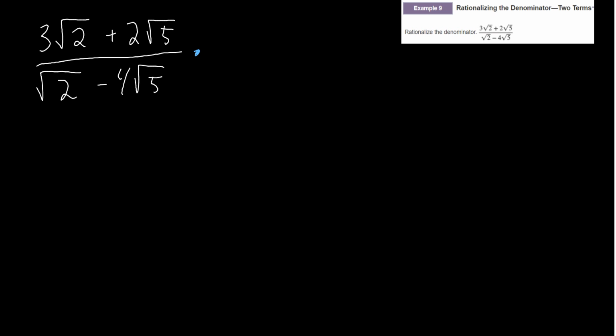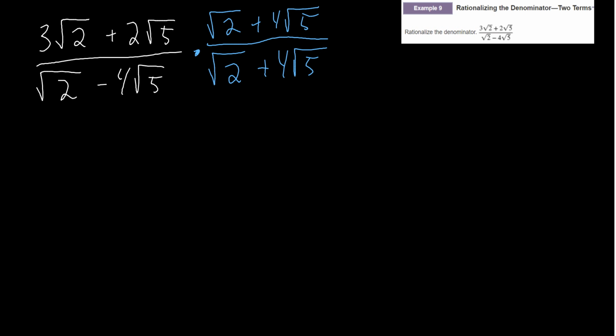All right, anyways, I need to rationalize the denominator, so all I have to really do is multiply by the conjugate. So we're going to have the square root of 2 plus 4 on the square root of 5. We're going to multiply that by the numerator as well. Okay, and this is going to be very tedious. All right, so here we go.